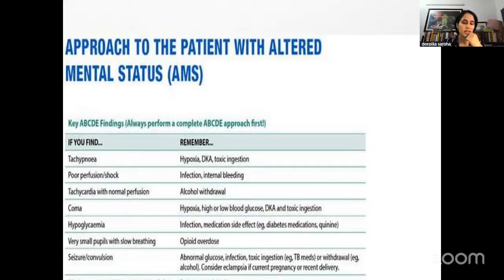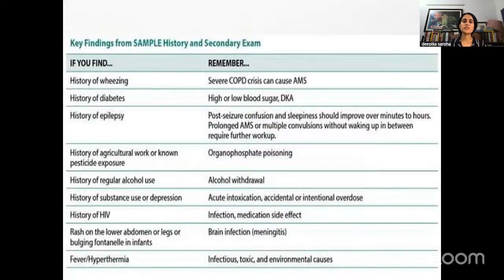Seizure patients can have abnormal glucose, increase or decrease, any infection, any toxin ingestions, or withdrawal in terms of alcohol or other toxin. If there is a history of wheezing, then severe COPD crisis or chronic obstructive airway disease can present with AMS, especially in those patients who are elderly and have a previous history of smoking or tobacco intake. If there is previous history of diabetes, look for blood glucose levels.